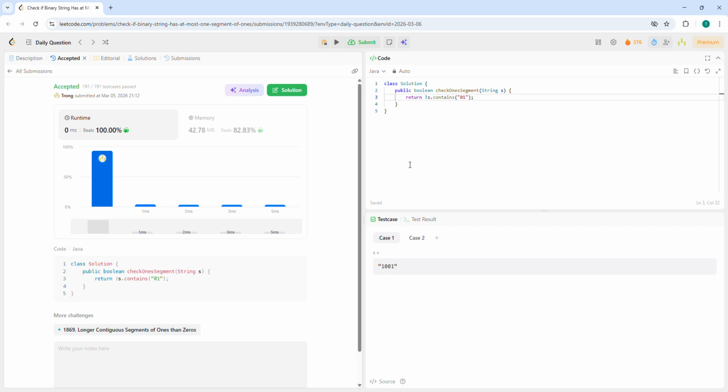So time complexity wise would be big O of n, where n is the length of the string S, and space complexity, we only use constant space.